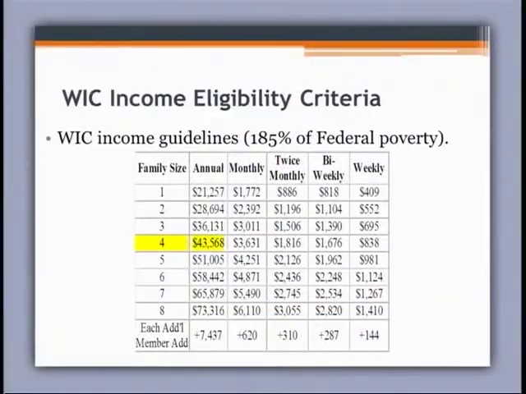The WIC program is 185% of the federal poverty guidelines, and I put up a graph to just give you an idea of where this is. So you can see that a family of four making $43,568 a year would qualify for WIC. So again, it's not just a lower class program.